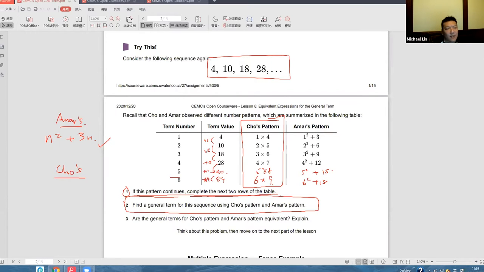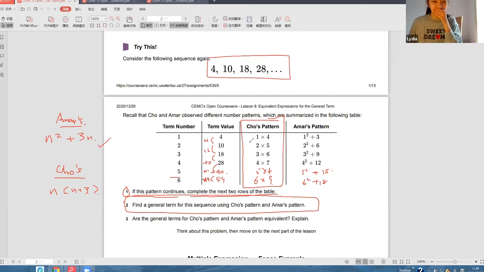Yep, Lydia again. N times n bracket, sorry. Yeah, n times bracket n plus... 1? N plus 1? n times bracket n plus 1. Not plus 1. Why would it be plus 1? It should be... wait, plus, sorry, 3, right? Plus 3, yeah, plus 3.